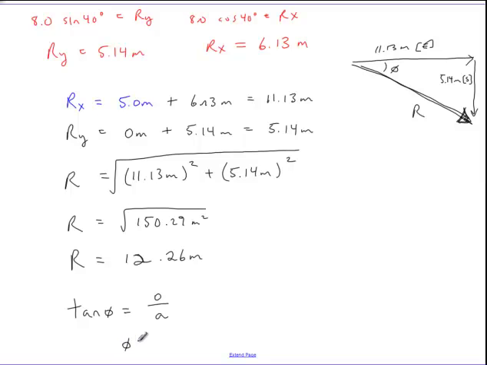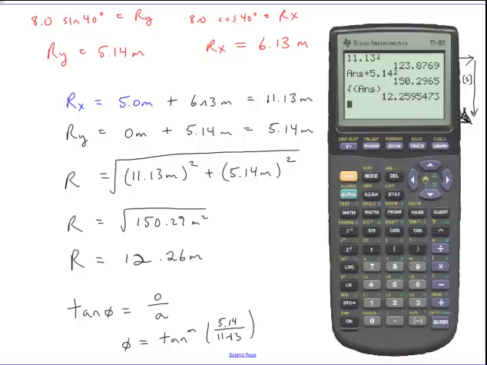So theta equals tan inverse of opposite, which is 5.14, divided by adjacent, which is 11.13. And again, we'll use a trusty calculator. So let's do tan inverse of 5.14 divided by 11.13, and you get 24.78 degrees.